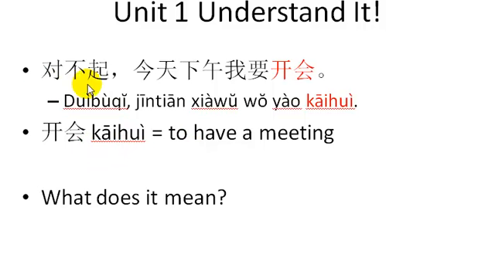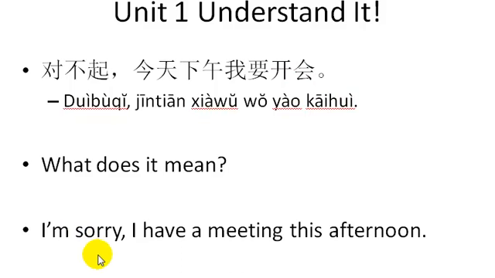So 对不起，今天下午我要开会. So pause and think about what this means. 对不起，今天下午我要开会. Okay, I'm sorry. I have a meeting this afternoon. Okay, 对不起, sorry. 今天下午, this afternoon, 我要开会. I will be in a meeting, or I have a meeting.